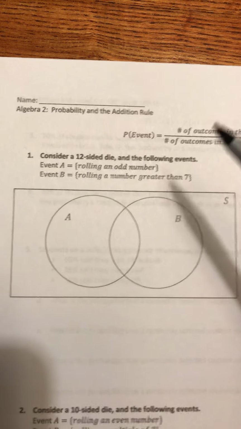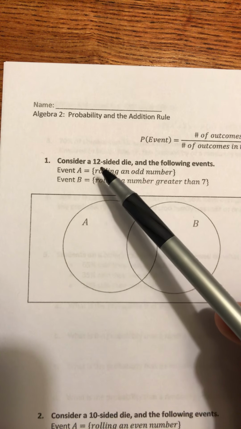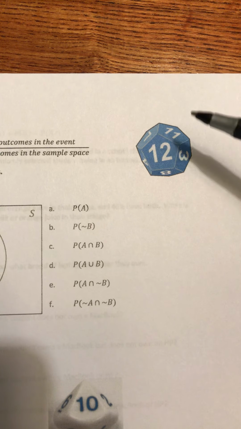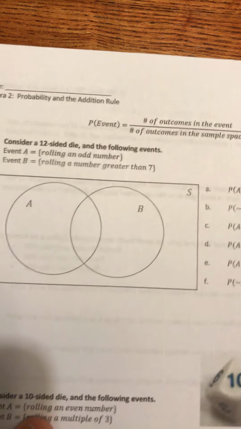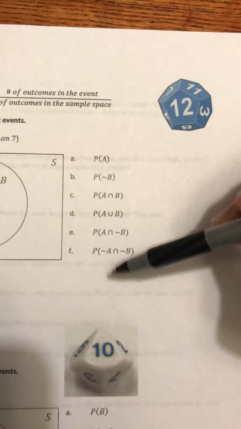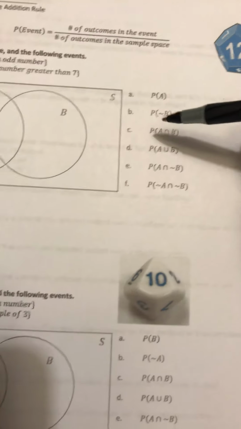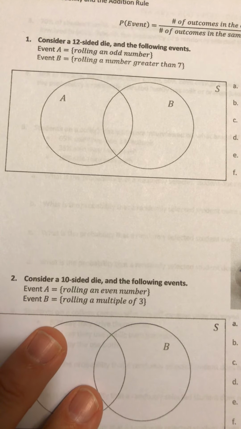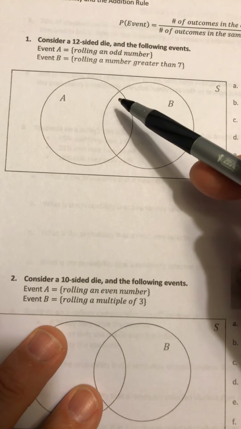All right, so let's start with some probability on a 12-sided die. You know why they call it a 12-sided die? Because there's 12 sides to it. And they have the numbers 1 through 12. Now, to answer some of these questions, or all of these questions, it'll make sense to fill out this little Venn diagram. Remember, I always like to start in the middle.